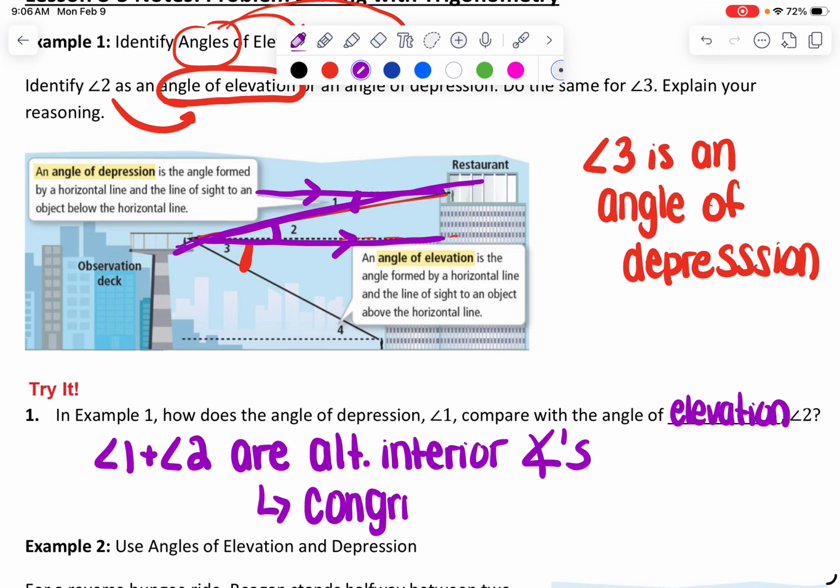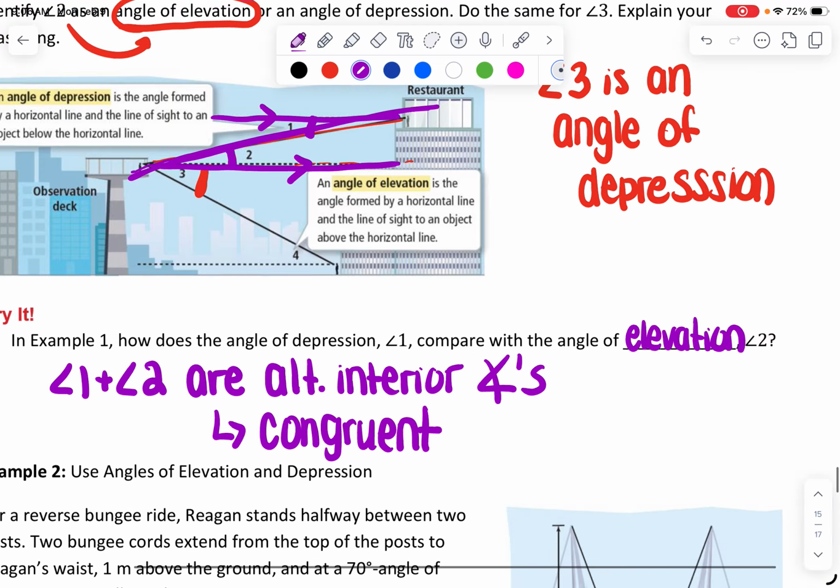So what we're going to do in the examples below is look for, given the angle of depression, where's the angle of elevation? If at any point you need to pause this, feel free to do that. All right, so moving on.